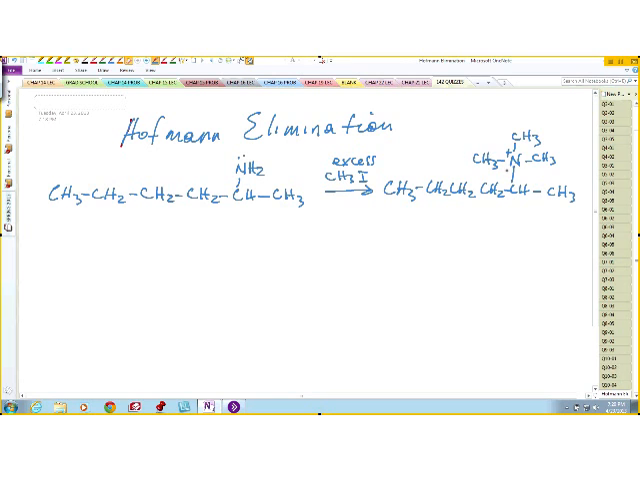So you form a quaternary amine. These are iodide here somewhere. Now, if you take that quaternary amine, add silver oxide to that. What you get is this.